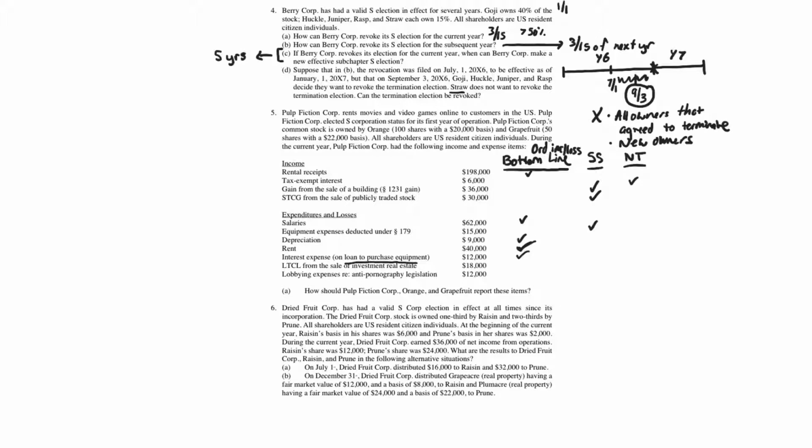The next one is long-term capital loss. Capital losses are always separately stated because of capital loss and capital gain limitations. And lobbying expenses are always non-deductible. So we have our breakdown.